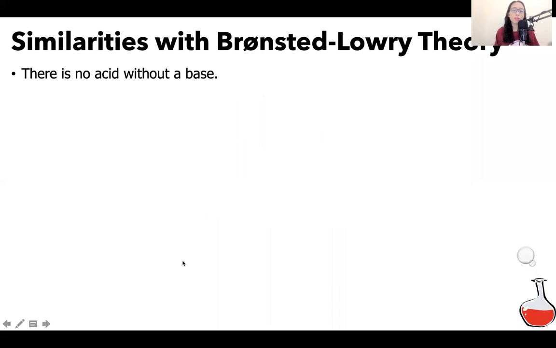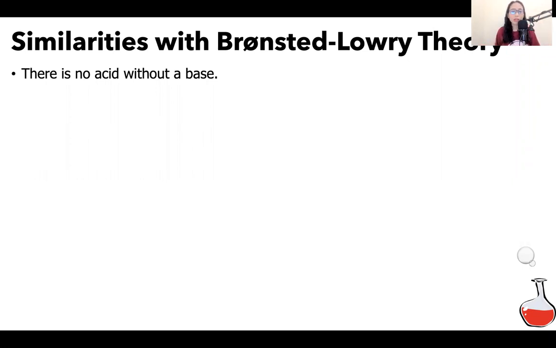Now, there are some similarities that we can observe between the Bronsted-Lowry theory and the Lewis theory. First is that you cannot have an acid without a base. So in the Bronsted-Lowry theory, you have what you call the conjugate acid-base pairs, right? In the same manner, in the Lewis theory, you cannot define one as an acid without another species being a base. So the existence of one is important for you to define that this one is a Lewis acid or a Lewis base.